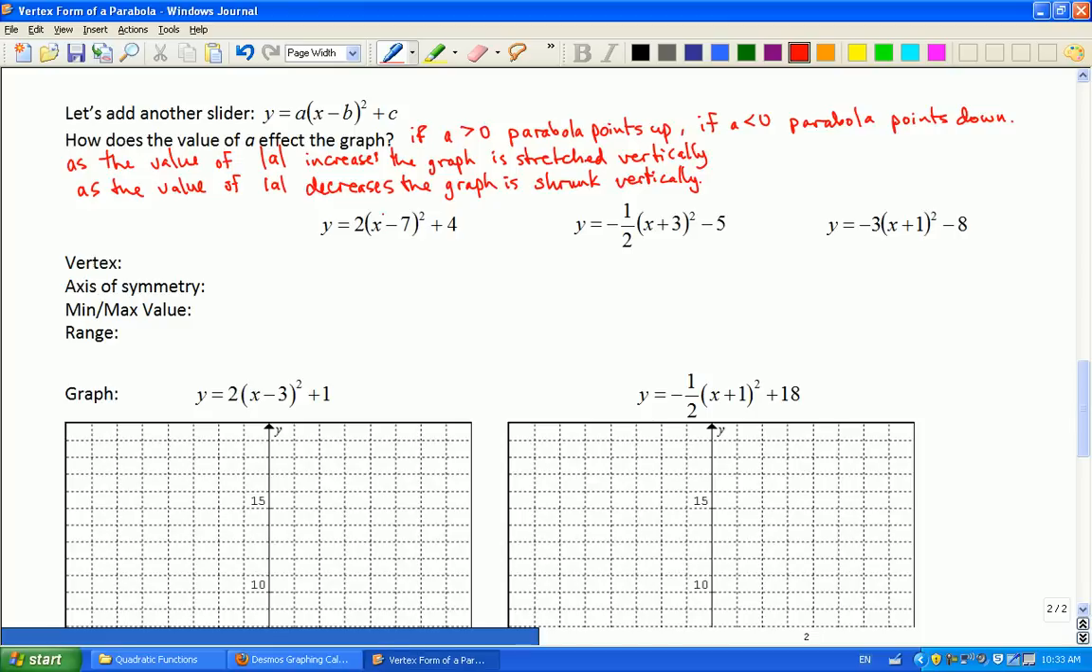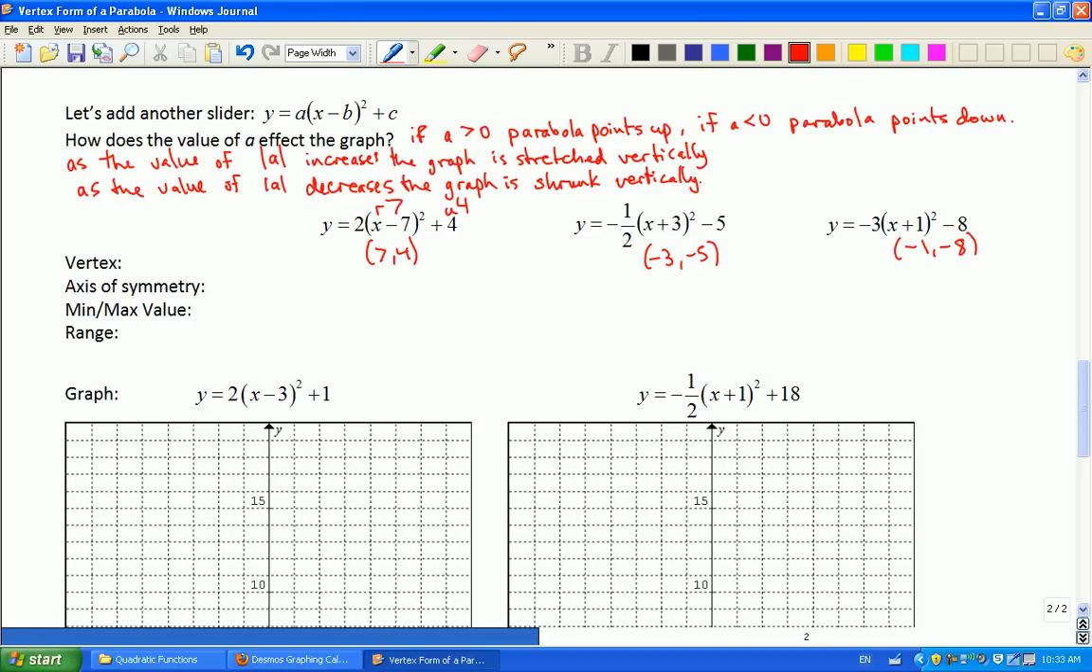So that means here I'm going right 7 and up 4. So you'll find this at 7 and 4. And here this would be at -3, -5. And here this would be at -1, -8. So that hasn't changed.